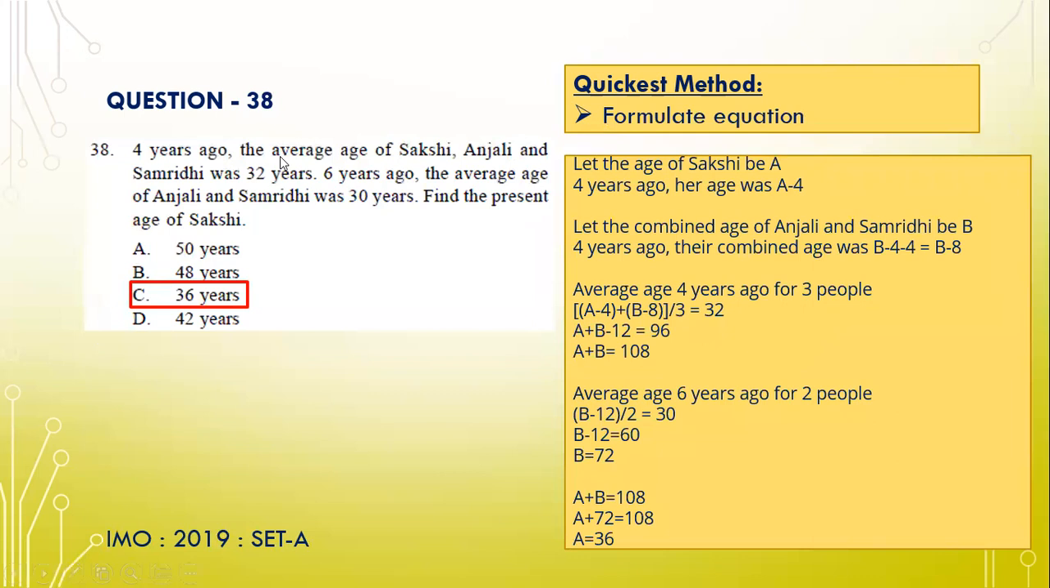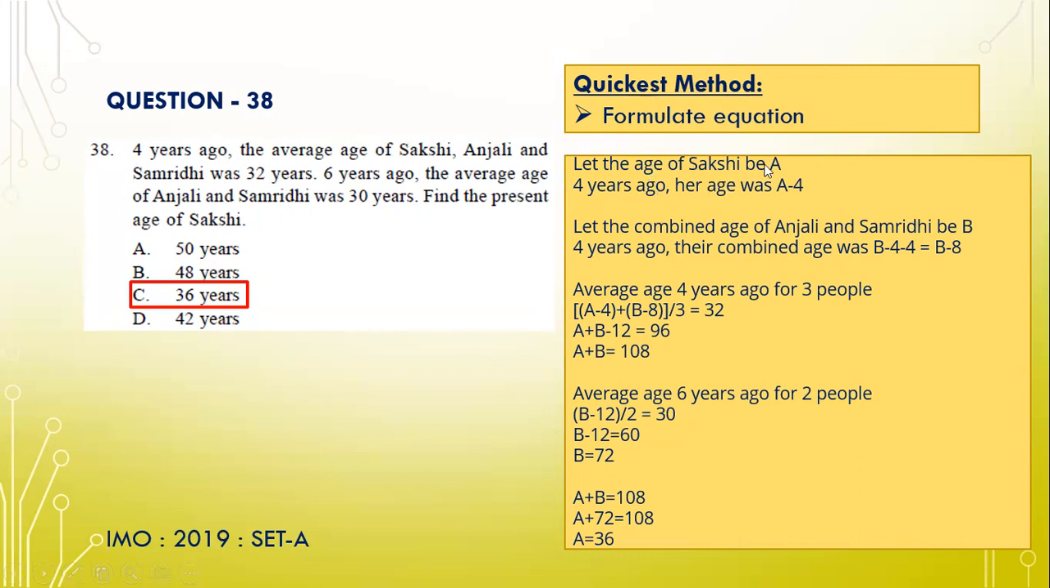4 years ago, the average age of Sakshi, Anjali, and Samriddhi was 32 years. 6 years ago, the average age of Anjali and Samriddhi was 30 years. Find the present age of Sakshi. Again, a very good question. And how do you formulate? Okay, so you formulate like this.